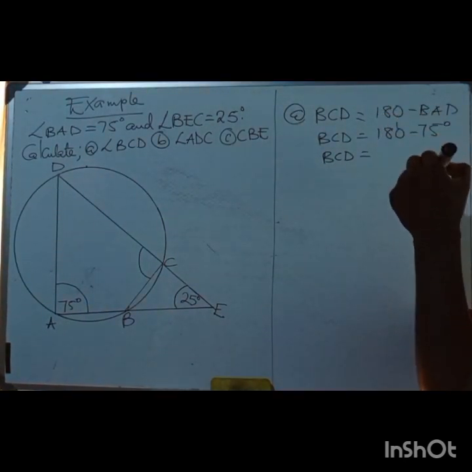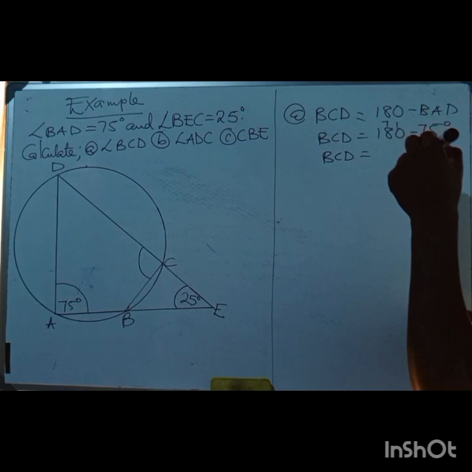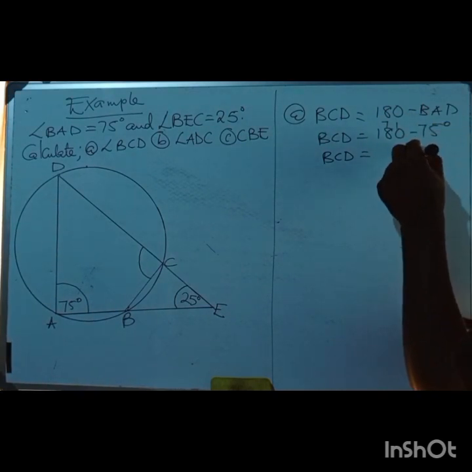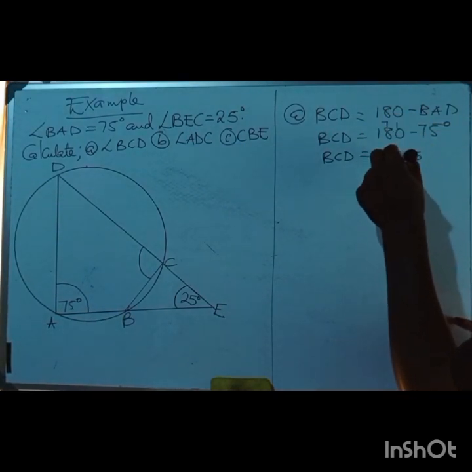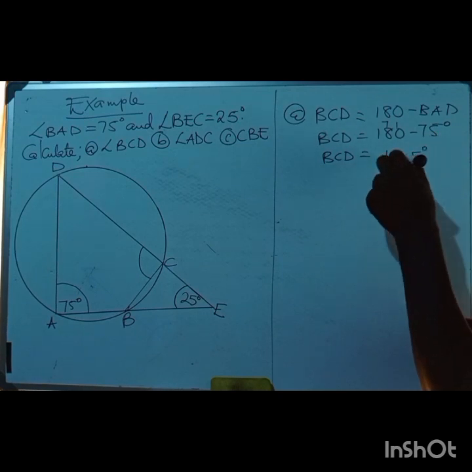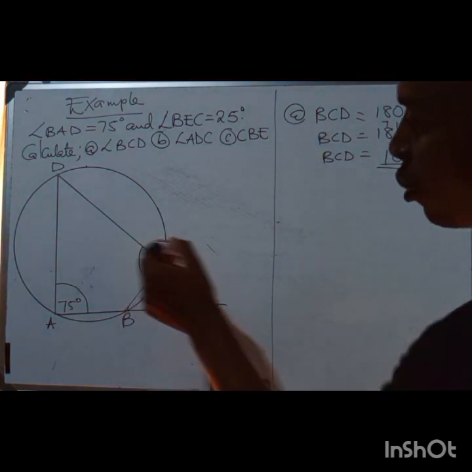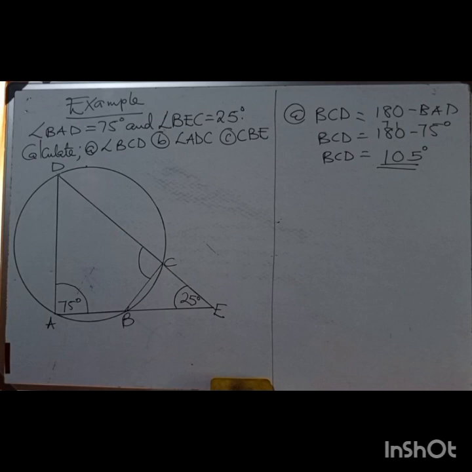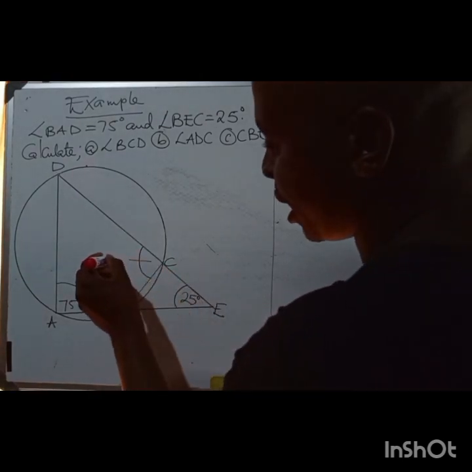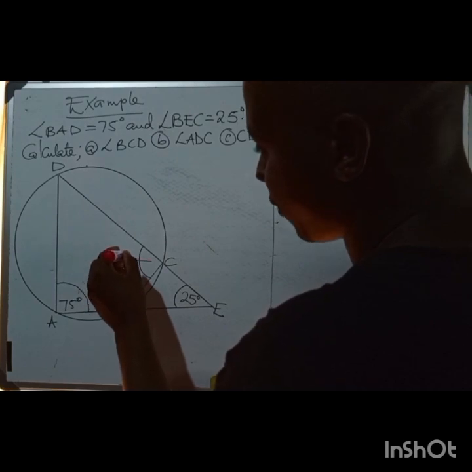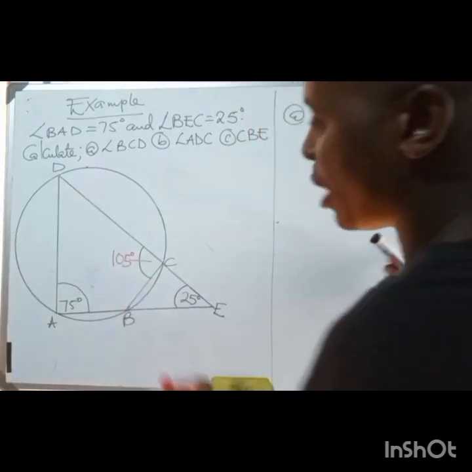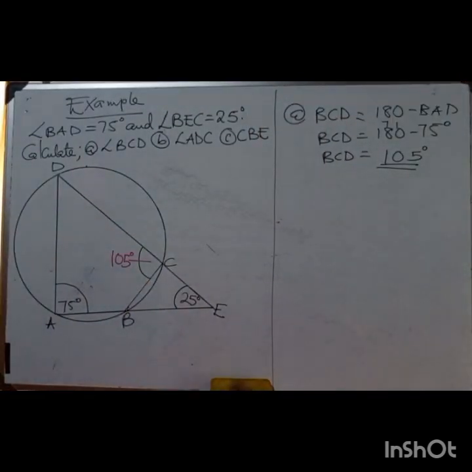You get a 1 there, then a 7, then a 5, and there it will be 0. It will be 105. So 105 is the angle we are getting there. Now, for the sake of progress, you can still indicate that one as your 105, so that it will help you to find other angles.